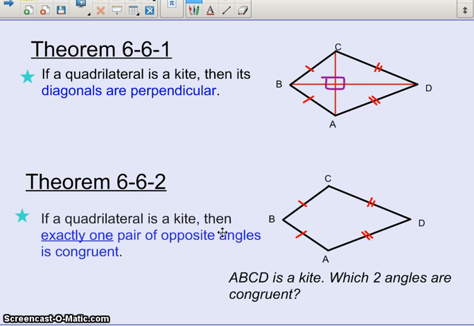Alright, if a quadrilateral is a kite, then exactly one pair of opposite angles are congruent. So the pair of opposite angles are going to be the two that are not in between the consecutive congruent sides. So this one, B and D, would not be congruent. It would be C and A, which is going to be congruent. Okay?